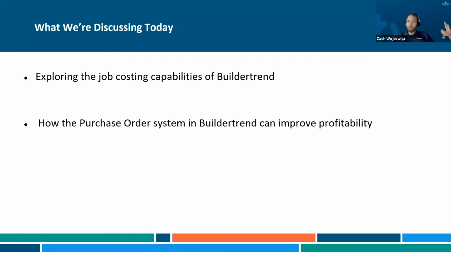I really think that the job costing parts of Buildertrend are some of the most powerful features that not enough people ever get to. Understandably so. It can be hard to transition into something like this from what you're currently doing, but there's a lot of potential if you can get it into your day-to-day workflow and operation. So we're going to talk about just what are the job costing capabilities and really focus in on what we call the purchase order system in Buildertrend, how that can help you be more profitable and control what's going on during the course of construction.